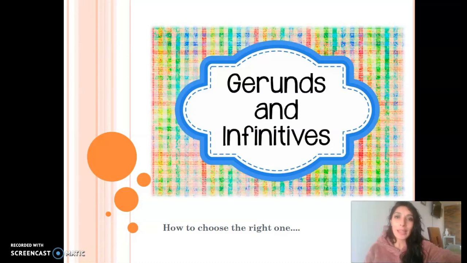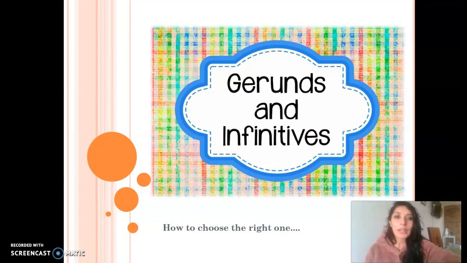There are many verbs that just admit gerunds as objects of the verb, but there are many others that just admit infinitives as objects of the verb. There are other cases that admit gerunds and infinitives, and they do not change the meaning if we use gerunds or infinitives. But there are other cases where, if we use gerunds or infinitives, the meaning of the sentence is going to change.